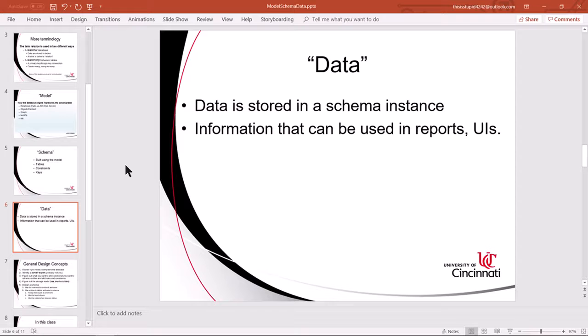Once you have a schema, you instantiate that schema and you store data in it. We can have multiple copies of the same schema, storing multiple sets of data for multiple customers. This is where the database becomes useful to the customer because it has the customer's data stored in it. A deliverable product then to a customer includes a model, a schema, and as the customer uses the product, data accumulates.